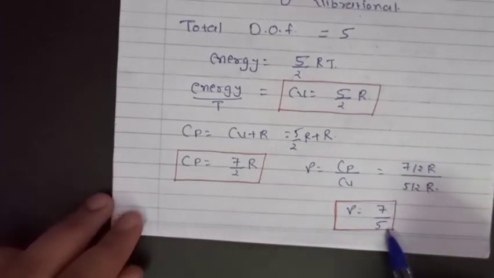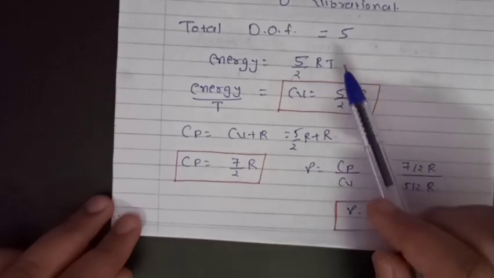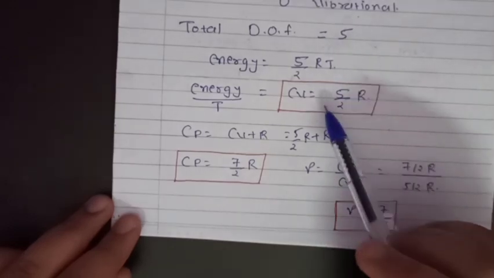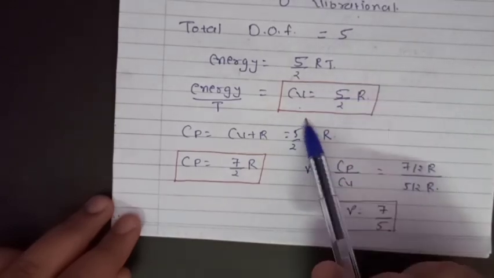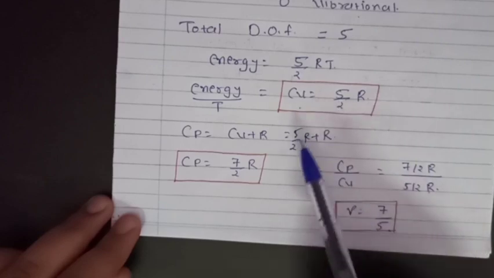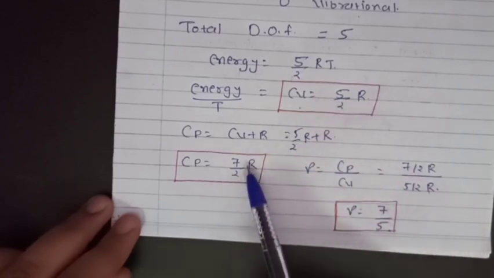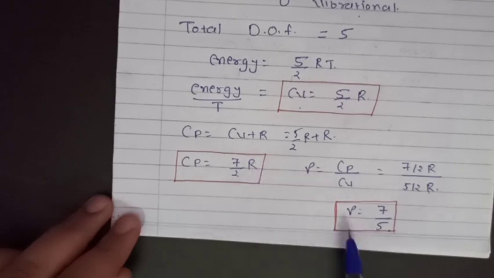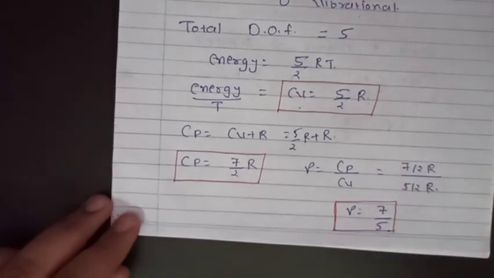So for diatomic gas, the degree of freedom is 5. Cv, the specific heat at constant volume, is 5 by 2 R, and the specific heat at constant pressure is 7 by 2 R, and the value of gamma, that is the ratio of Cp by Cv, is equal to 7 by 5.